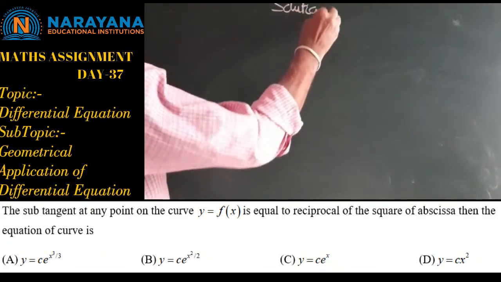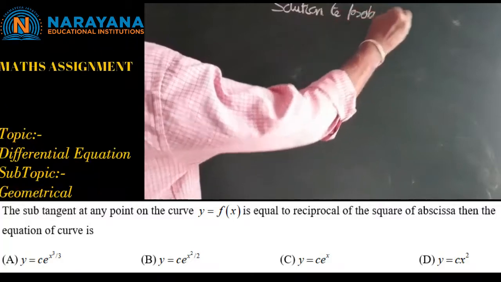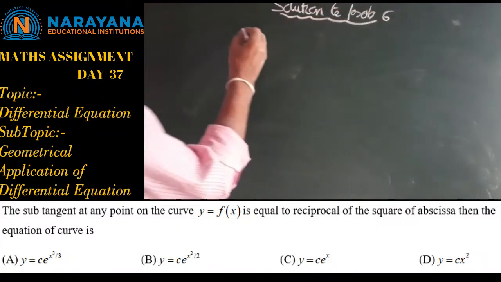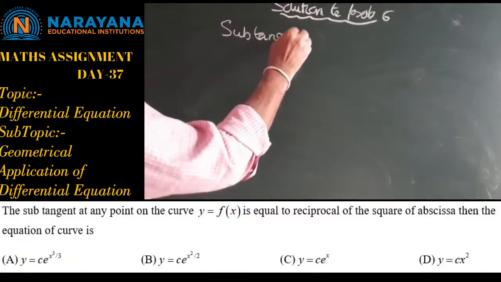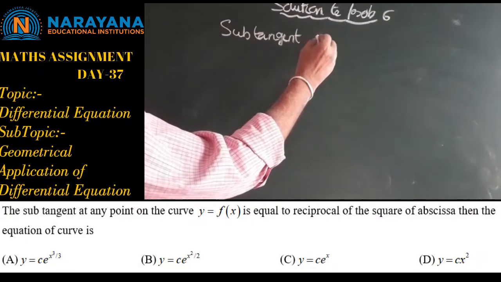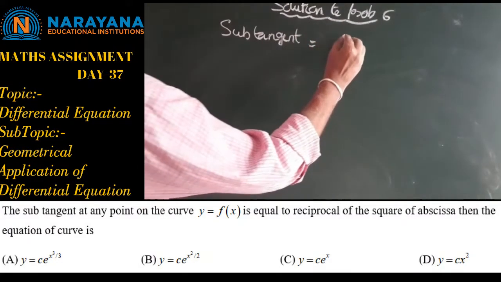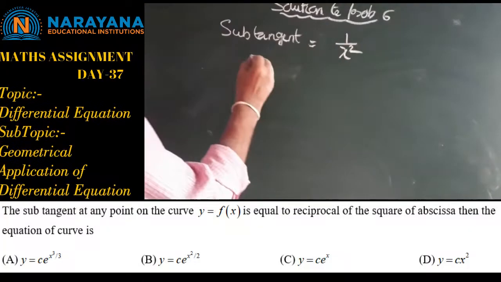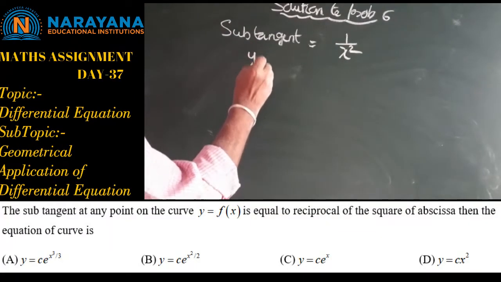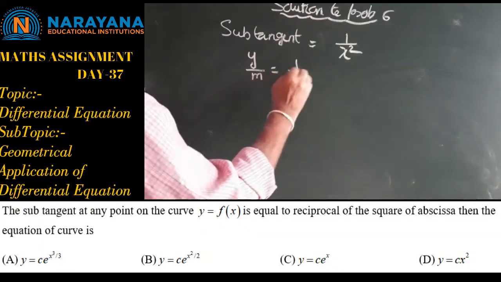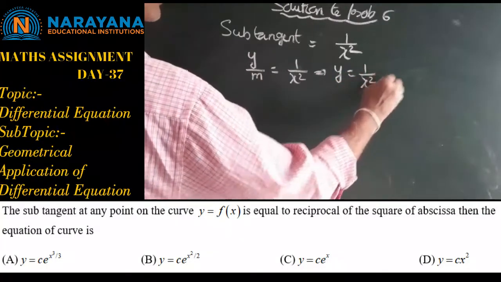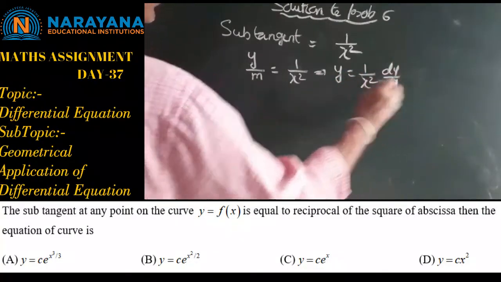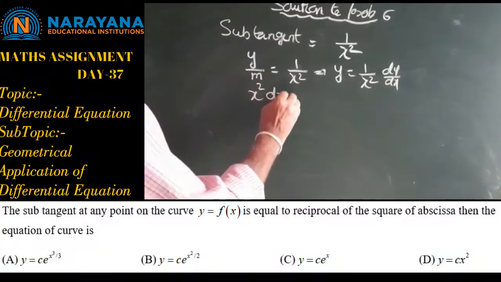To problem number 6. It is given that the subtangent is equal to the reciprocal of the square of the abscissa, 1 by x square. Subtangent is given by y by m. y by m is equal to 1 by x square. From this we can get y is equal to 1 by x square into m, where m can be written as dy by dx. So you can get x square dx is equal to dy by y.